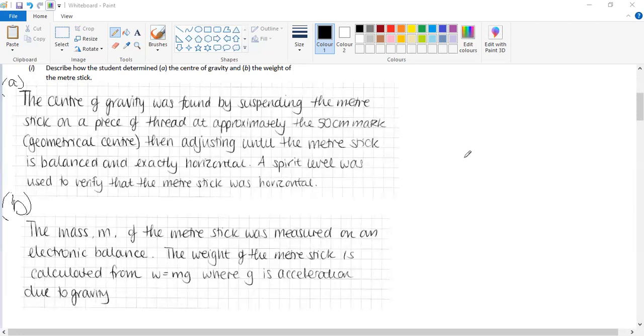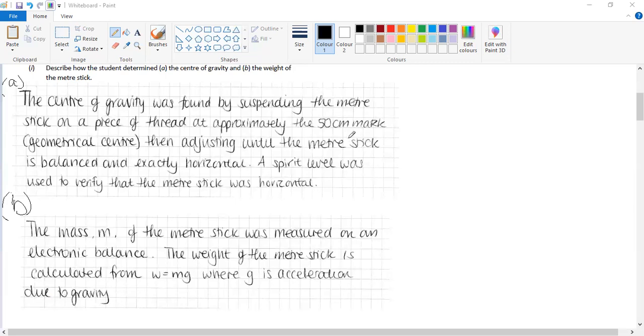Mass is just so many kilos, so many grams. It doesn't matter where you are. If you're on the moon, you're going to have the same mass. But if you're on the moon, you're not going to have the same weight because there's a different force of gravity working on that meter stick. So you need to do that extra step, right?